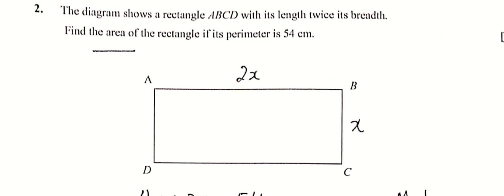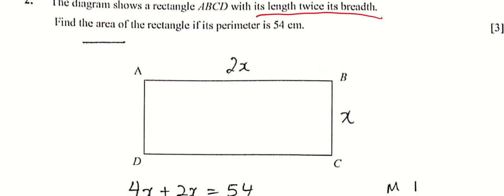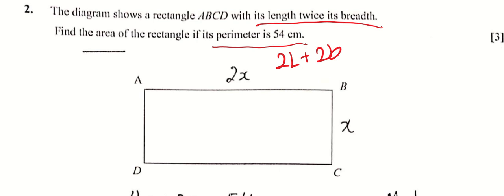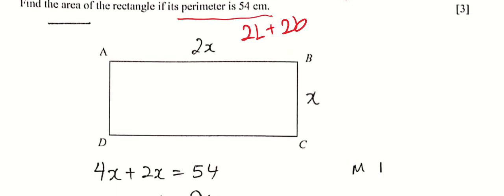Okay, a diagram shows rectangle ABCD with the length twice its breadth. Find the area of the rectangle if its perimeter is 54 cm. So perimeter is 2 times length plus 2 times breadth, yeah? So, I'm not too sure if the x is given in the original question. Let me take a look. Okay, the x is not given.